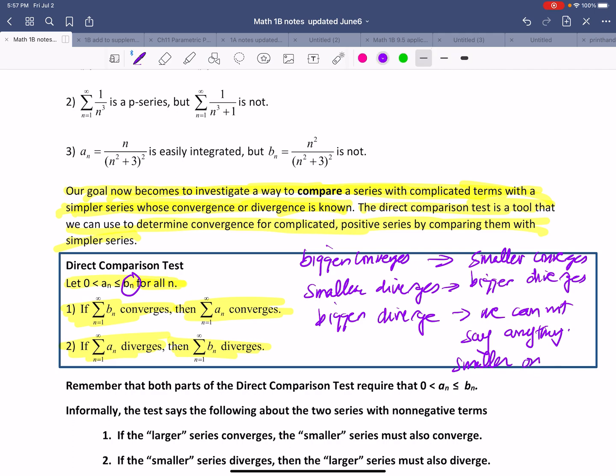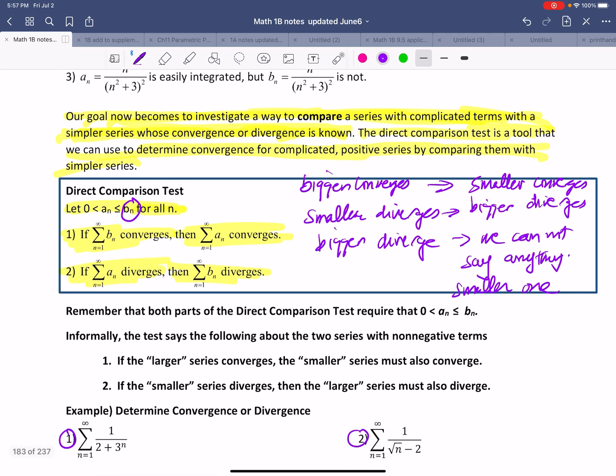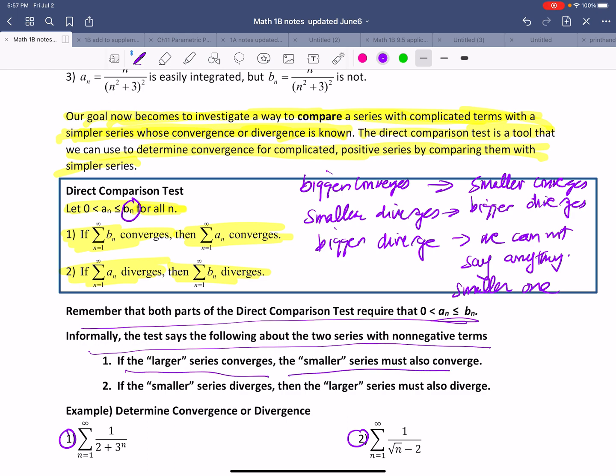Remember, both parts of the direct comparison test require the series terms to be greater than 0. Normally, the test says the following about two series with non-negative terms. Just like we said, if the larger series converges, the smaller series must also converge. If the smaller one diverges, then the larger one must also diverge.